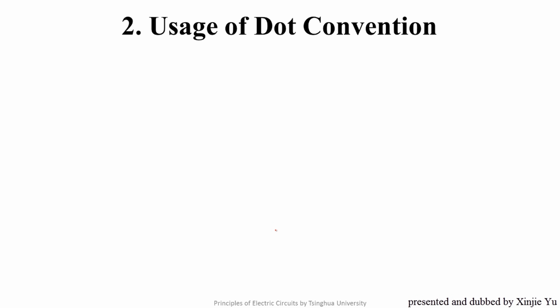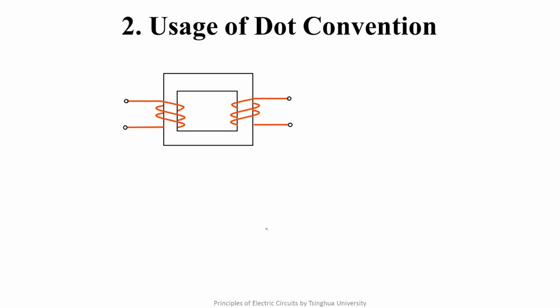Next, we will discuss the usage of the dot convention. Let's review the problem in the beginning of this lecture. We first mark dots for the coil. Assuming that the upper left is a dot, then the direction of the magnetic field is clockwise. So the upper right terminal needs to be a dot.